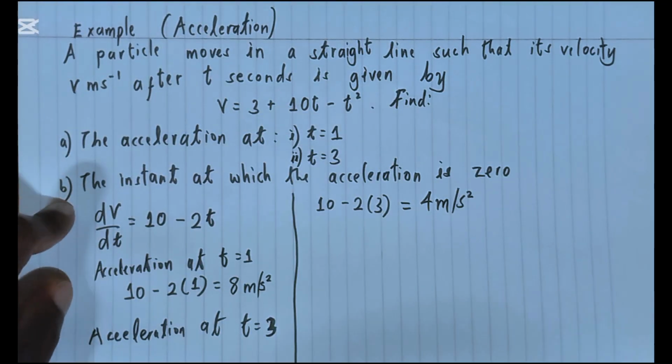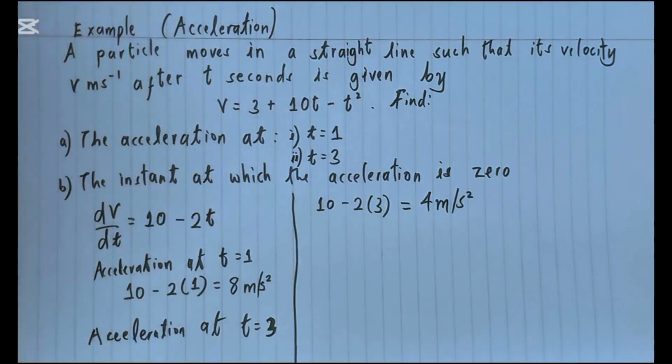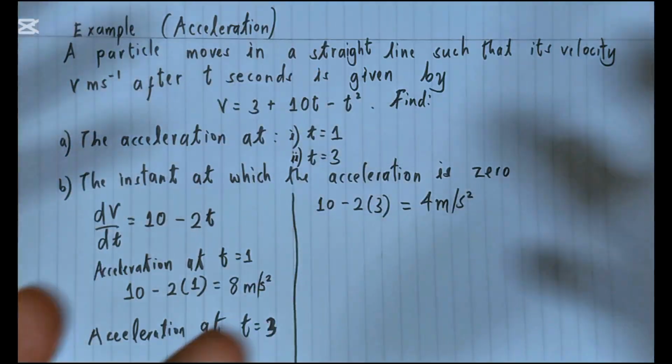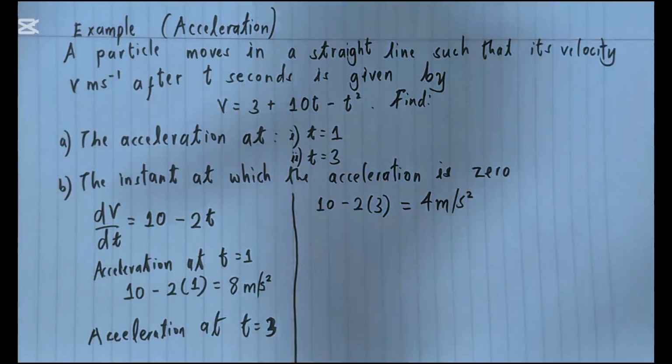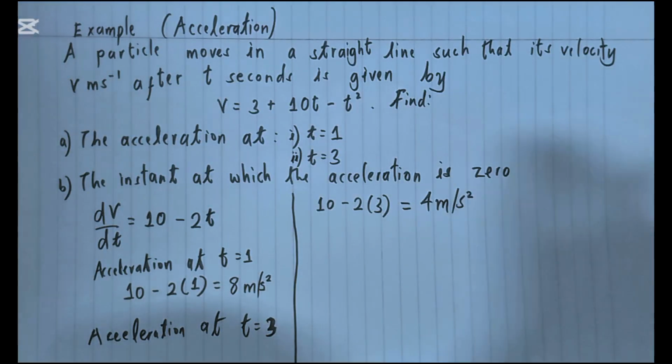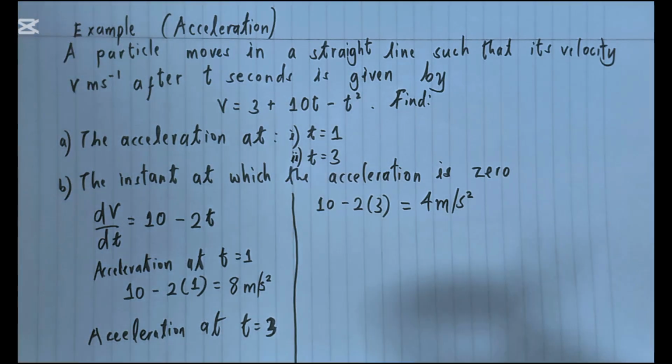All right, so when we think of the instant at which acceleration is equal to 0, at what point do we have acceleration being equal to 0? We will have acceleration equal to 0 when there is no more acceleration. There may be movement of the particle, but there is no change of velocity. So what that means is that acceleration is 0.